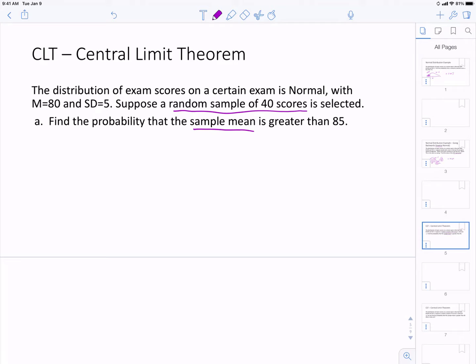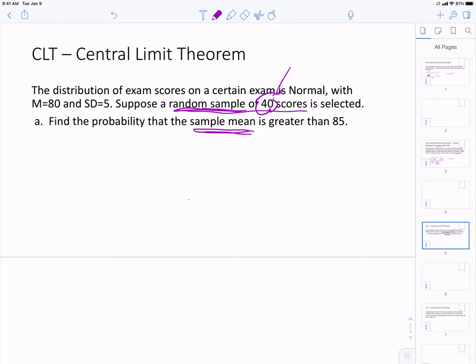So in this case, how do I know I need to apply the central limit theorem? Because I've taken a random sample of a certain number of scores, in this case 40, and I'm asking about a probability involving a sample mean. So this is how I know I'm about to apply the central limit theorem. The reason that's super important is because if you don't stop and think about that at the beginning, you will probably be tempted to use the wrong standard deviation in your calculations, and your problem will come out wrong.